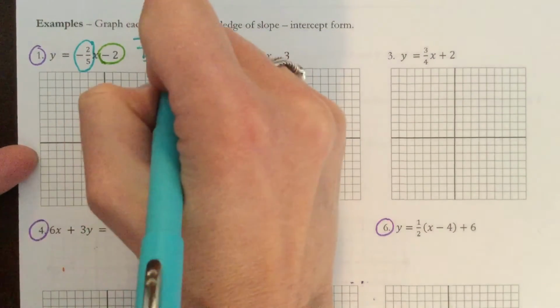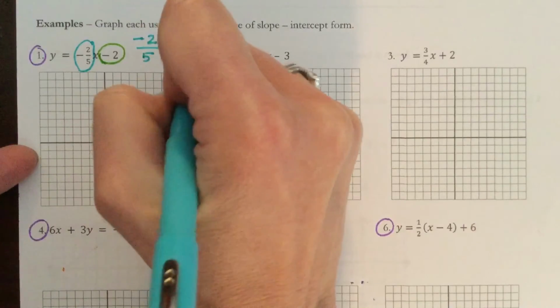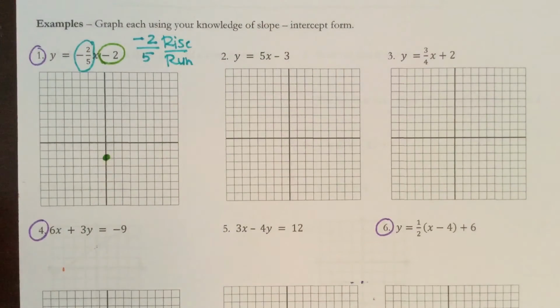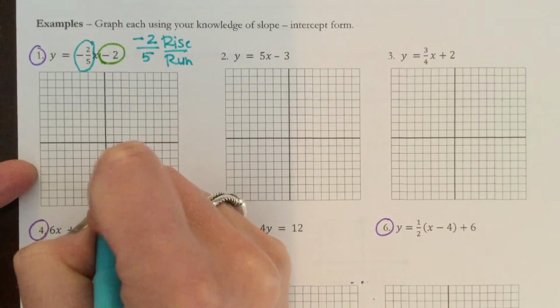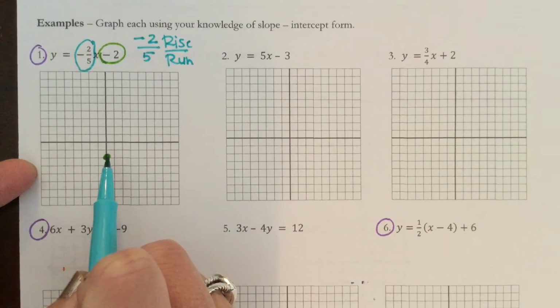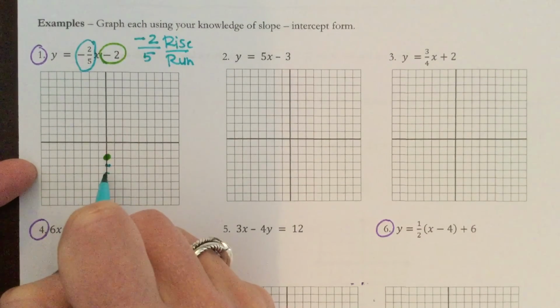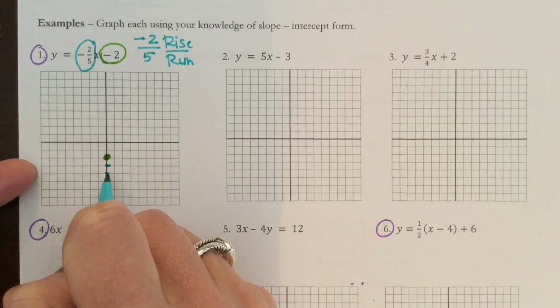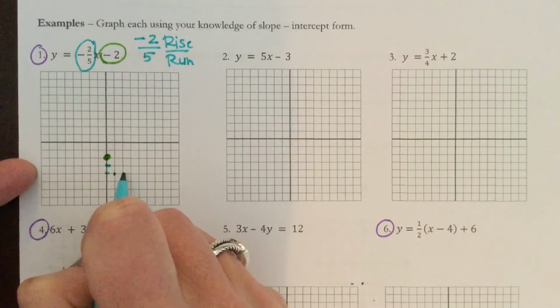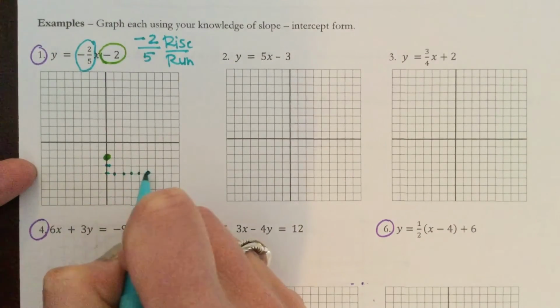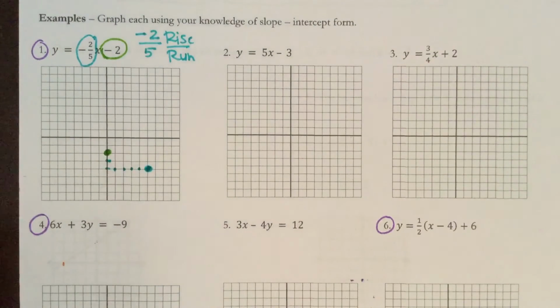And remember, we are going to rise and run with that slope. So from this green dot where I began, I want to rise 2. Well, that really means to go down. 1, 2. And then I want to run 5. If I'm going to run positive 5, I have to move to the right. 1, 2, 3, 4, 5. And there is my new point.